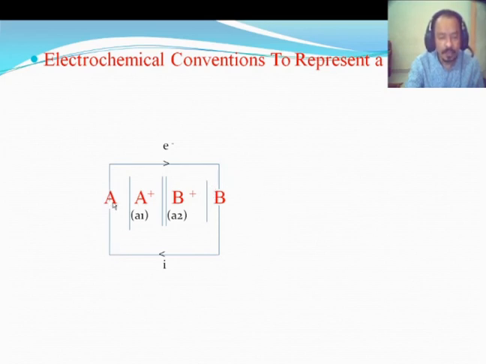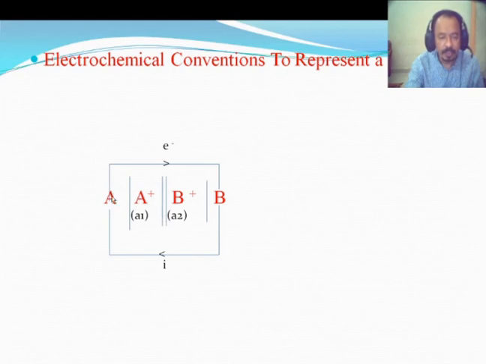Now a metal electrode is in contact with its metal ion. There is a single vertical line which represents a direct contact between the metal and its metal ion. Now this also represents direct contact between the metal and its metal ion. Now there is a double vertical line which represents indirect contact between the two metal solutions. It represents a salt bridge or a porous partition.